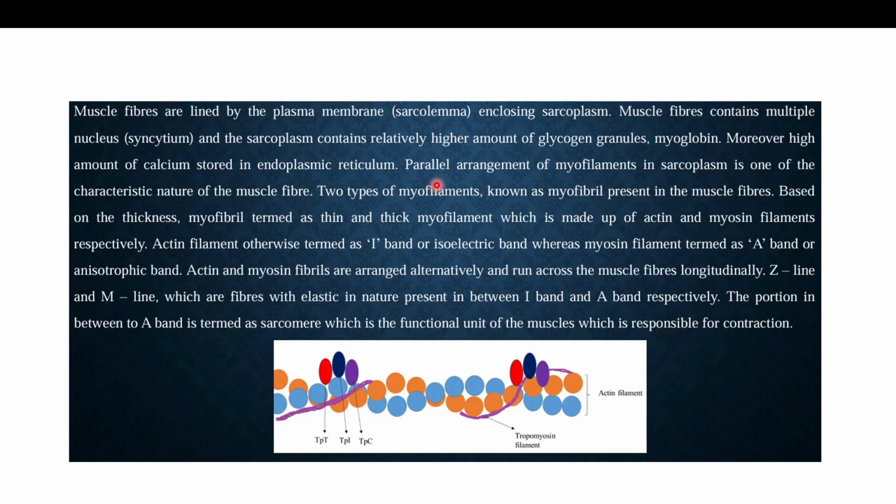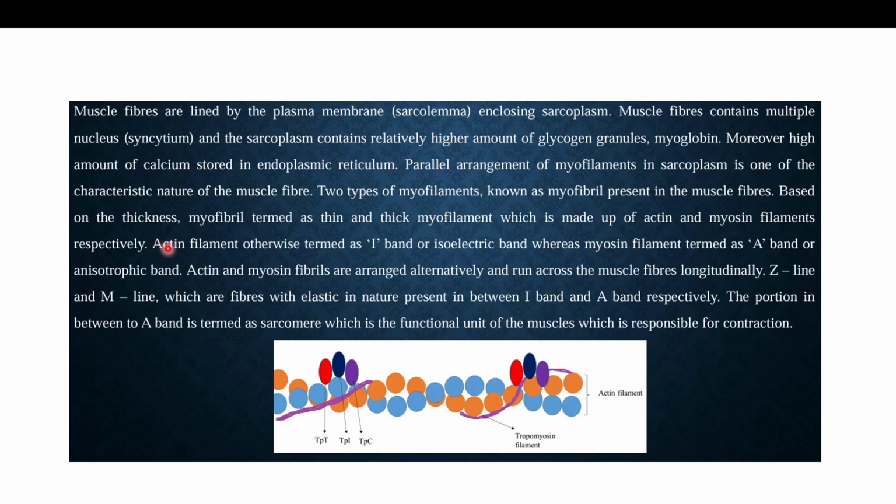And it is arranged parallelly, where even the filaments are called myofilaments in the sarcoplasm. The parallel arrangement of these myofilaments is one of the characteristic natures of the muscle fiber. Okay, and there are two types of myofilaments actually. One is the actin, and another is the myosin. So, based on the thickness, myofilaments can be termed as thin and thick filaments, which are made up of actin and myosin filaments. The thinner ones are made up of actin, and the thicker myofilament is made up of myosin.